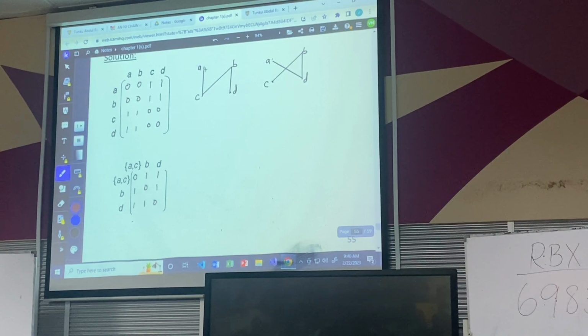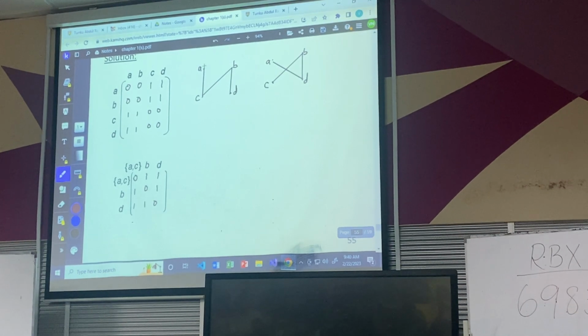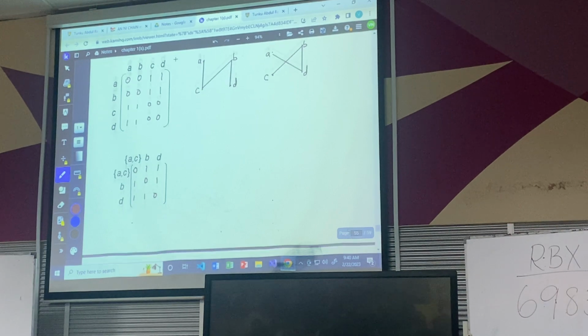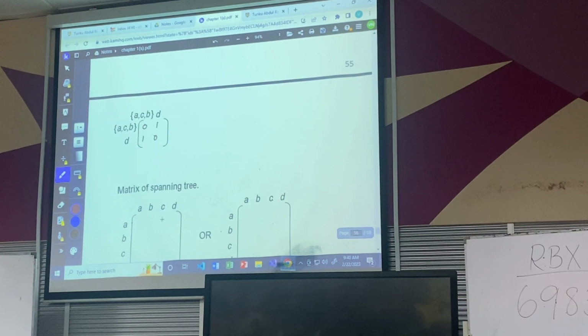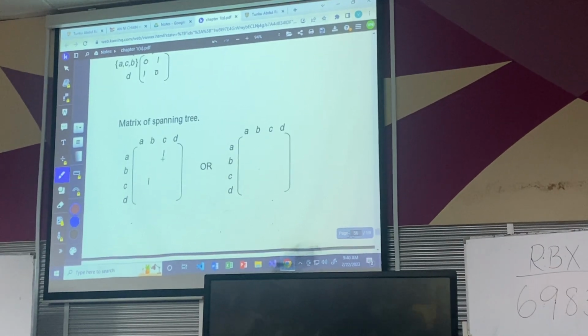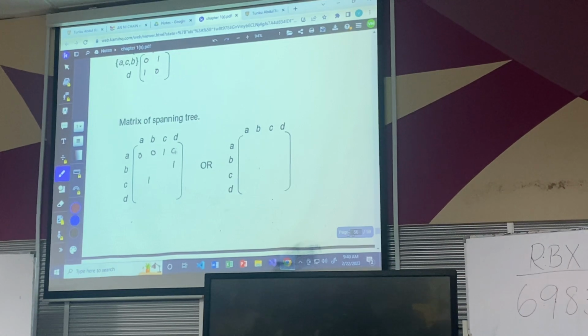So here I have A to C. So AC will be 1, CB 1, BD 1, right? This one, AC, CB, BD, yeah? So in the matrix here, I will have AC, CB, and BD. That means this will be 0.